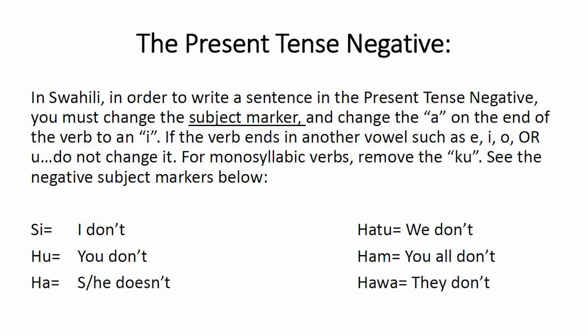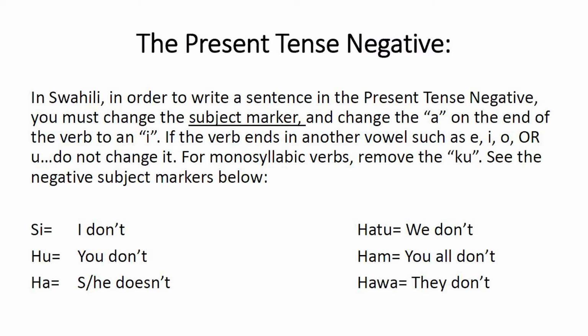Let's look at the negative subject markers below. So, if you wanted to say, I don't do something, then you say si to mean I don't do whatever the verb is.